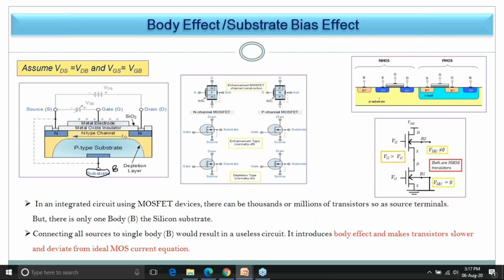But here there is only one substrate in which all the MOSFETs are designed. So there is no different substrate present over here. That is the meaning of this: as the number of MOSFETs is more, the number of sources is that many, and they are in the single substrate, that is, the substrate is the same. Now connecting all sources to a single body would result in a useless circuit, which introduces body effect and makes transistors slower and deviates from the ideal MOS characteristic. Definitely this is not a good thing to have a body effect, meaning there is a certain effect of that on the MOS transistor.